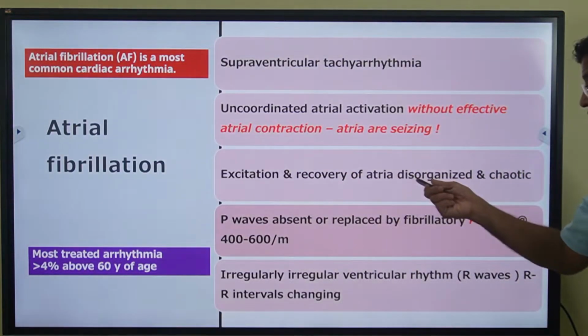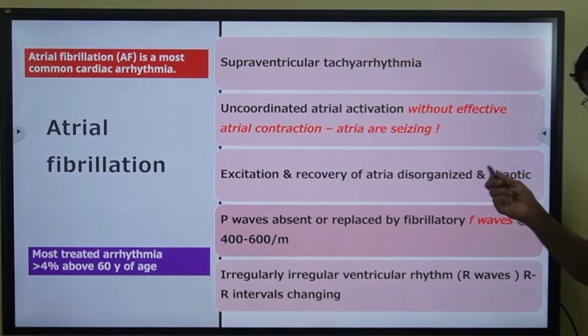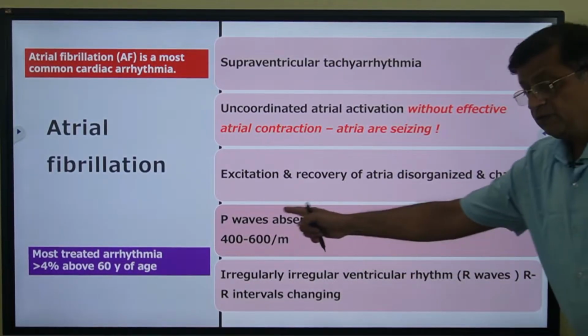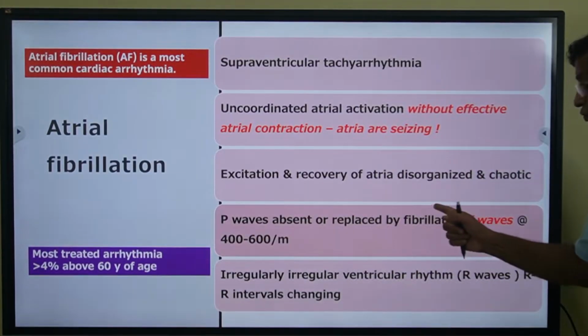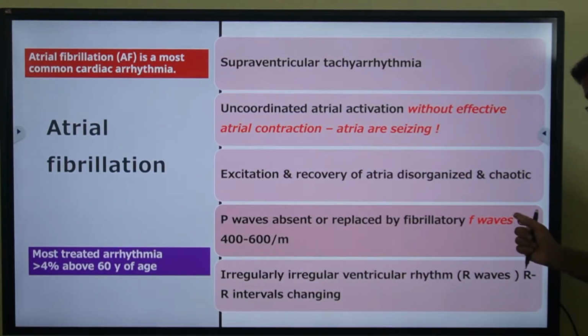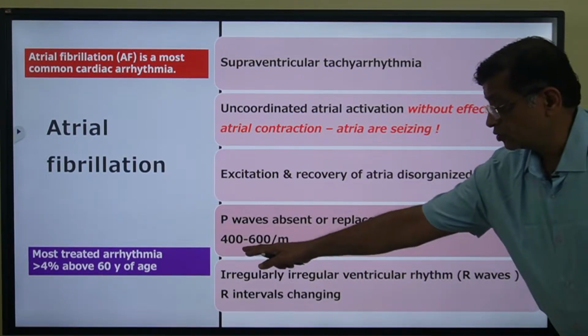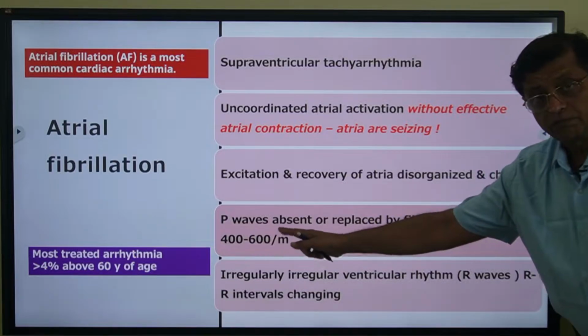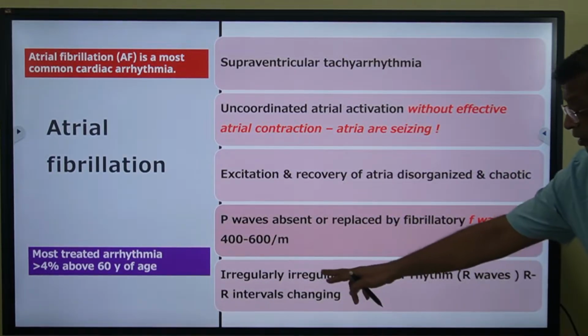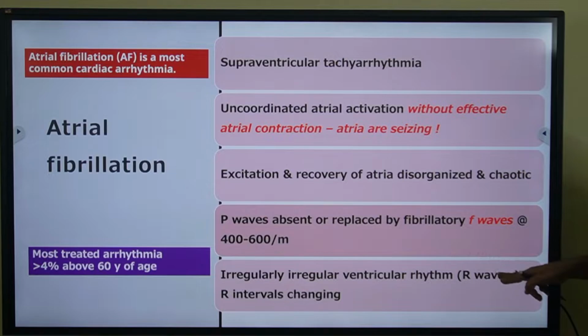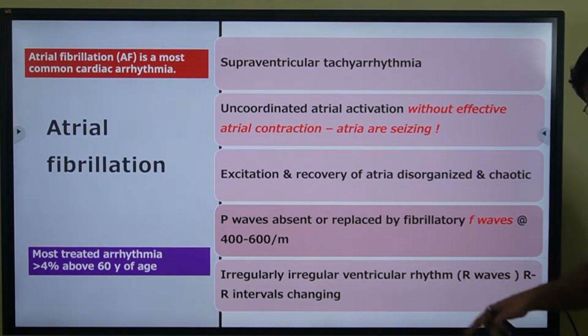Excitation and recovery of the atria are disorganized and chaotic. The P waves are replaced by fibrillatory F waves, which are coming at a speed of 400 to 600 per minute, and there is an irregular ventricular rhythm, that is, the RR intervals are changing.